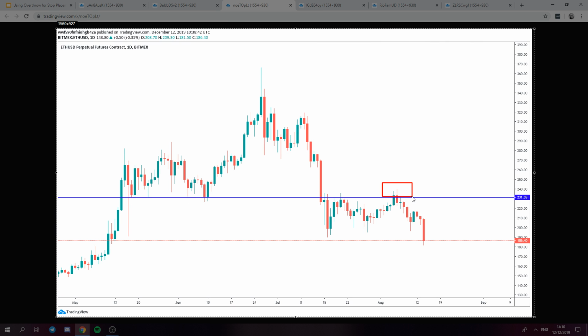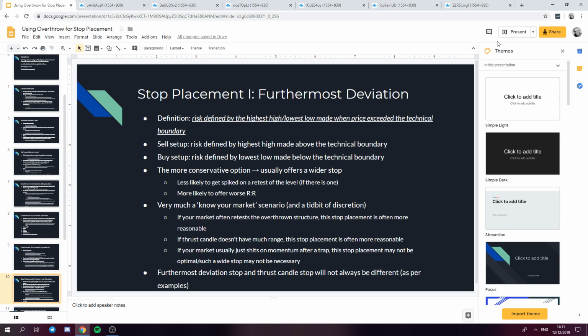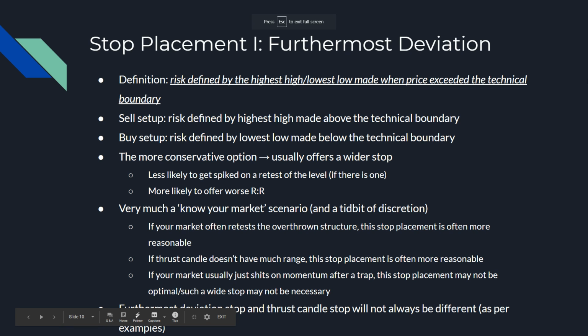Where does the excess take place, or the overthrow? Takes place here. What's the furthermost deviation? This high. What's the high of the candle that broke price back within the level? Exact same price point, right? But obviously the exception doesn't make the rule. Generally, with furthermost deviation stops, you are going to have a wider stop.